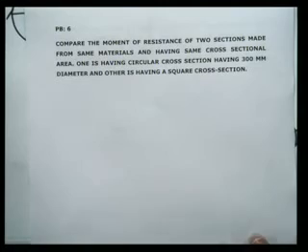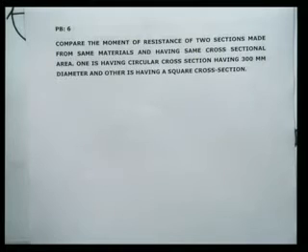Compare the moment of resistance of two sections made from the same material. Importantly, they are made from the same material and have the same cross-sectional area. One has a circular cross section with a diameter of 300 mm and the other has a square cross section. We have to compare the moment of resistance of these two sections.